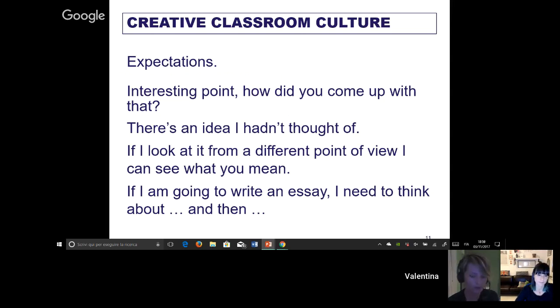oh, interesting point. How did you come up with that? Or there's an idea I hadn't thought of, which is a great way to think. Things like, if I look at it from a different point of view, I can see what you mean. What's important here is that we don't want to squash students' contributions. We need to value what they say, even if it may not be exactly what we're looking for.